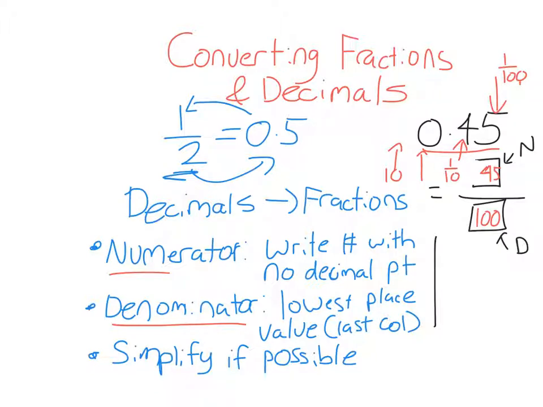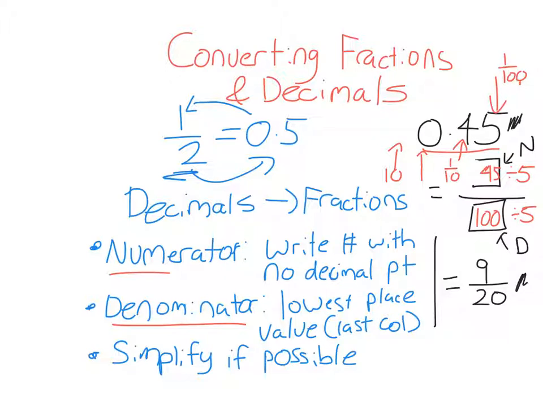So I've done the first 2 steps. 0.45 is the same as 45 over 100. Now I just simplify if I can. I can simplify because 5 goes into 45 and also goes into 100. So 45 divided by 5 is 9, 100 divided by 5 is 20. So 0.45 and 9 over 20 have the same value. They're the same thing. I've now converted a decimal to a fraction.